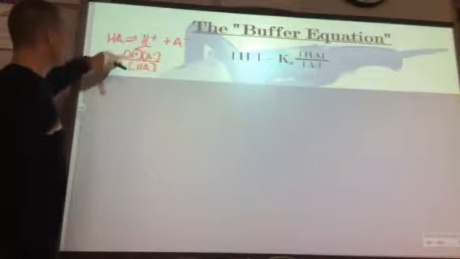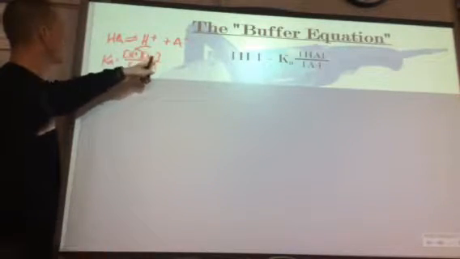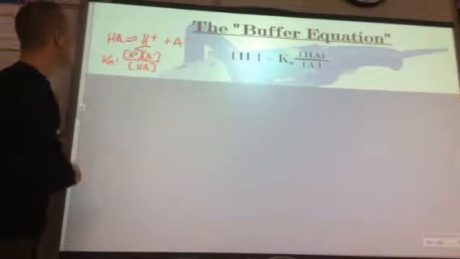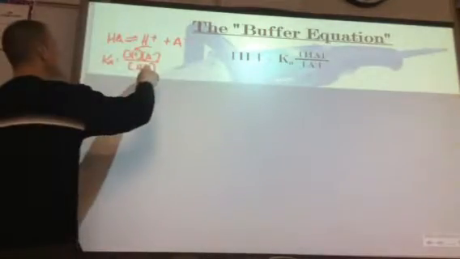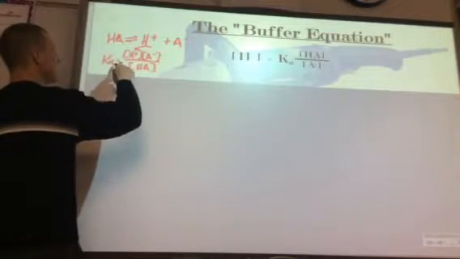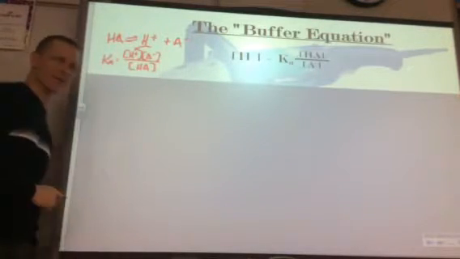We take the Ka, we need to get hydrogen by itself, so you got to move the A minus and HA over to the other side. So I had the Ka, and I wrote it like this. You'll see why in a second. Ka times HA divided by A minus. That's what we have. Okay?